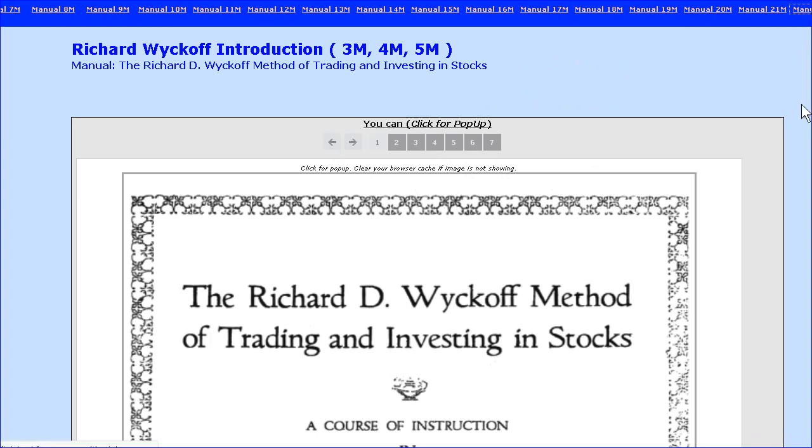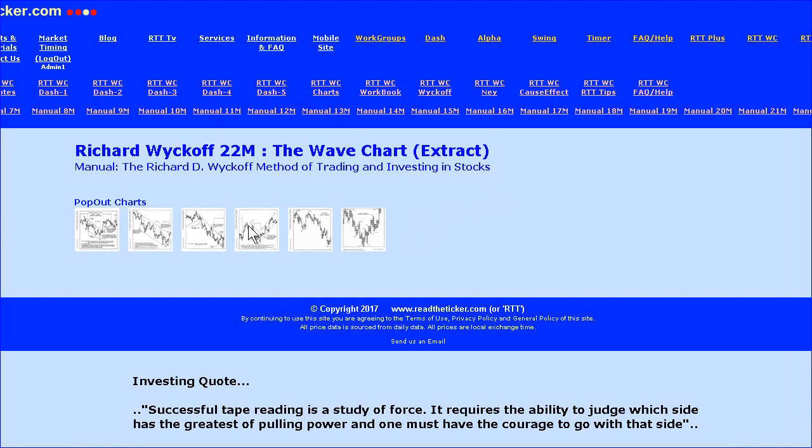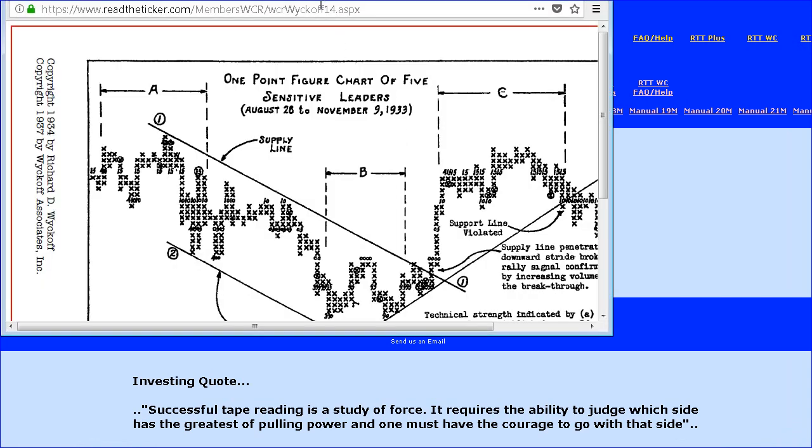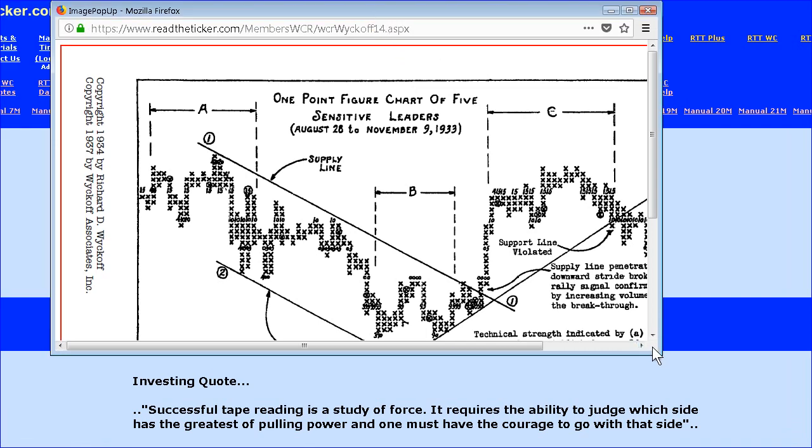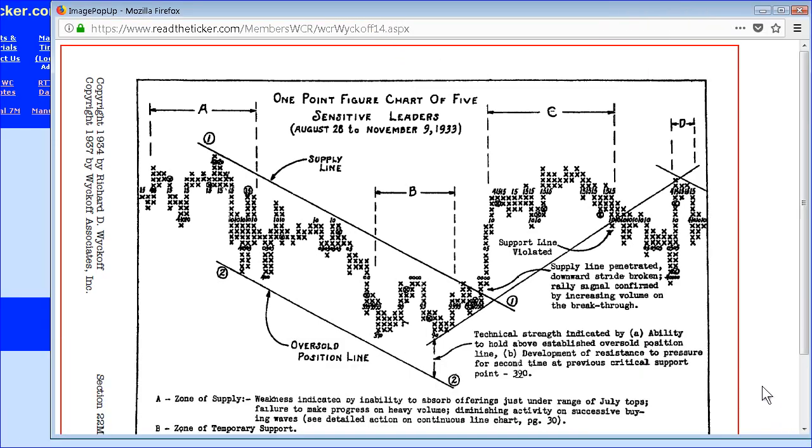Now, how Wyckoff did it, here's a quick example. Pop out a chart using a pointed figure chart, a rather small pointed figure chart. He'd use the channel lines, as you can see, price is falling, and then when price failed to reach the oversold line, you can see here technical strength indicated by A to hold above the line here. See this arrow here? That means that's demand coming in. Supply failed, demand came in, and it goes up to challenge the upper trend line.